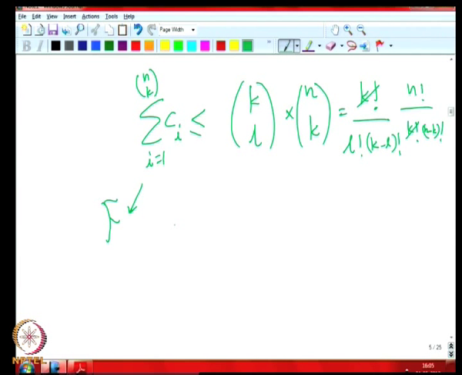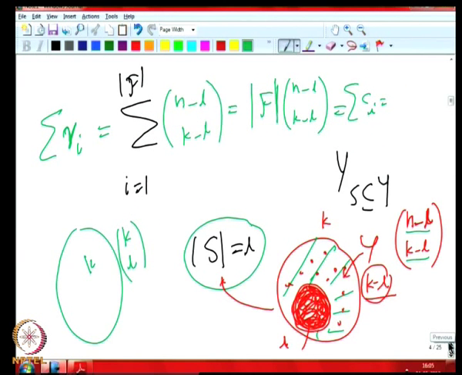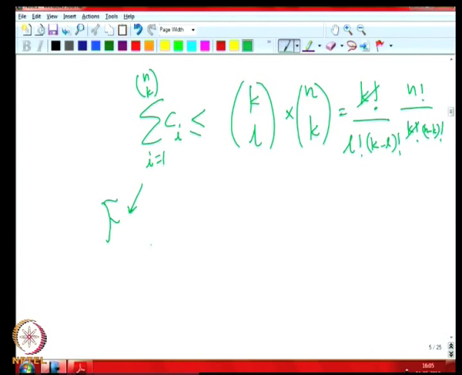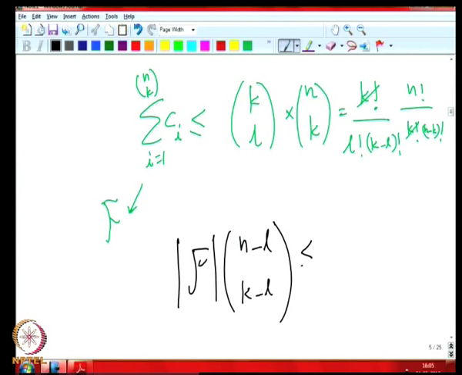So what do we get from here? We get cardinality of f into, as in the previous case, n minus L choose k minus L. So we compare it: cardinality of f into n minus L choose k minus L is less than or equal to k choose L into n choose k. This is what we get.